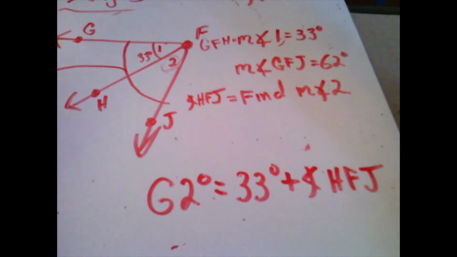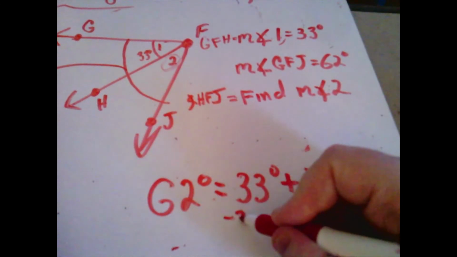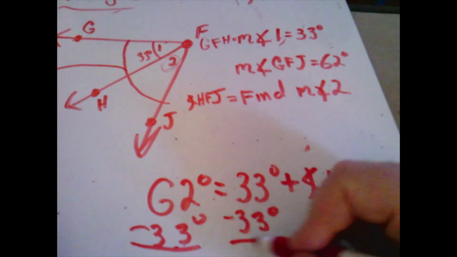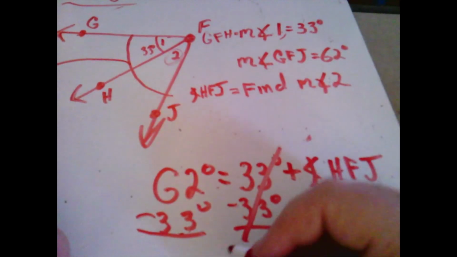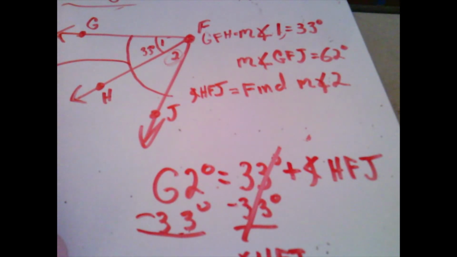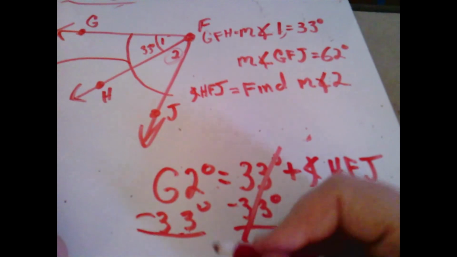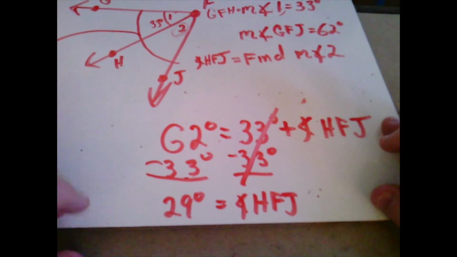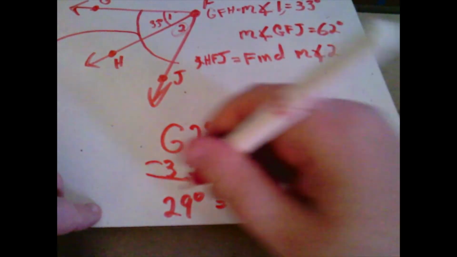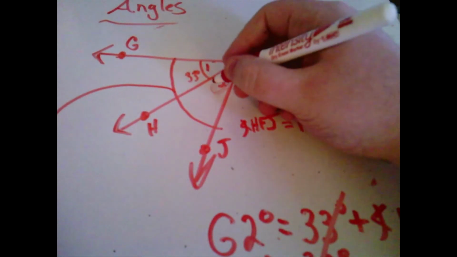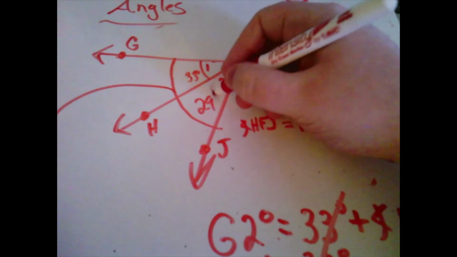Okay, how are we going to solve this? Well, let's just subtract 33 degrees from both sides of the equation. That cancels out. We're left with angle HFJ is equal to 29 degrees. 62 minus 33 is 29. And there you have it. The answer for what angle 2 is equal to is 29 degrees.